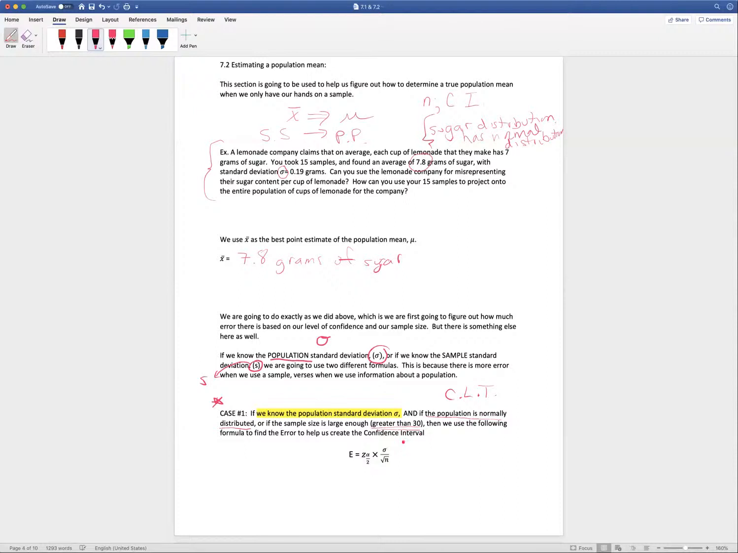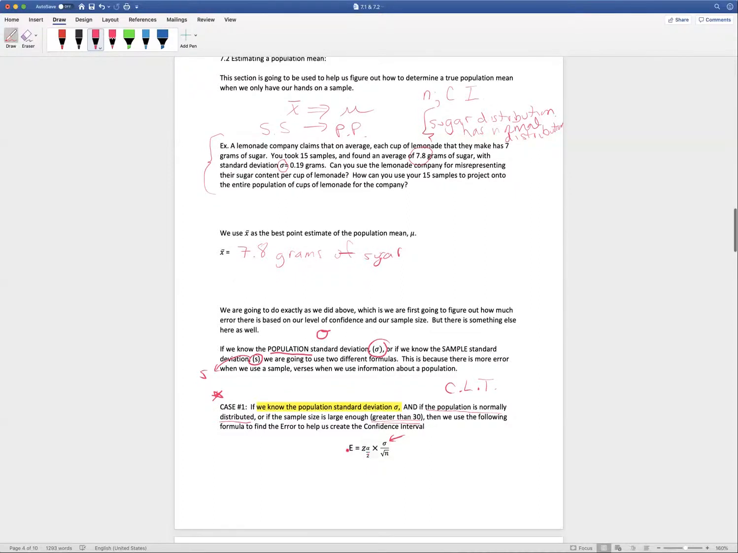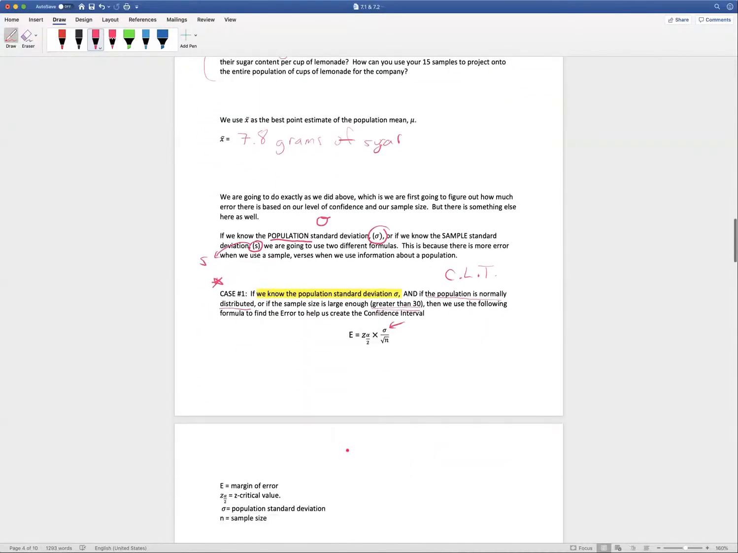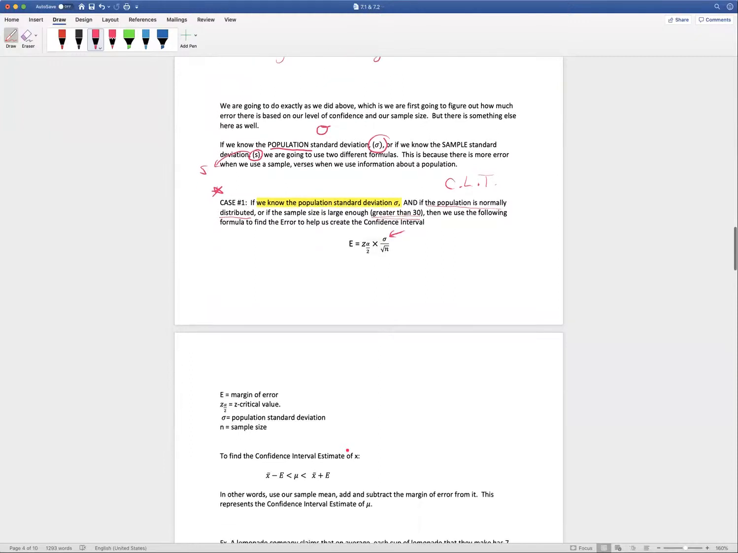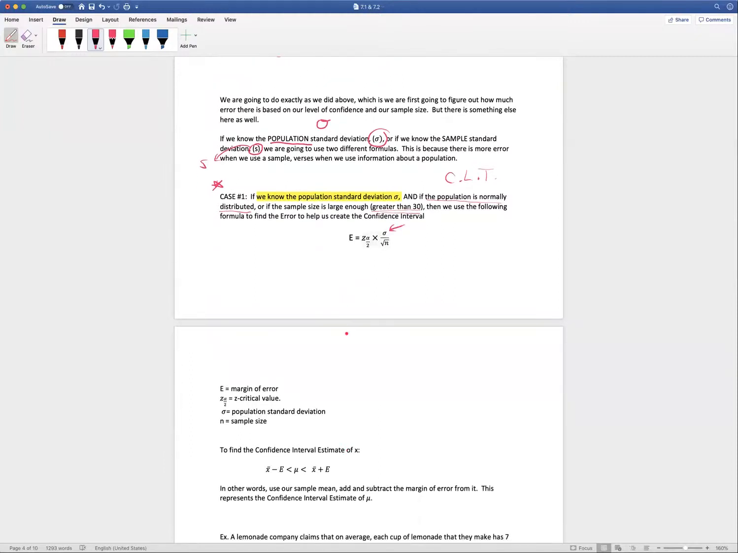So assuming that one of those two conditions is met, then the formula we're going to use when we know sigma, when we know the population standard deviation, is E equal to Z alpha over 2 times sigma over the square root of n. Okay, and let's make sure that you understand what each one of those variables stands for. E is the margin of error, so E is our error.